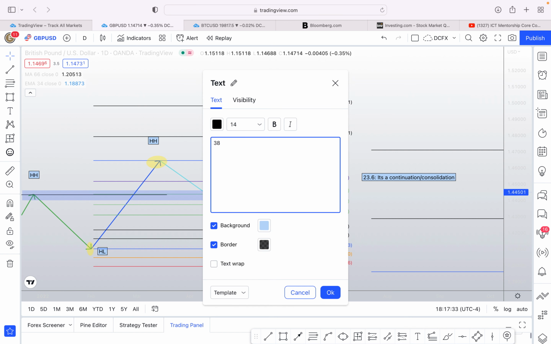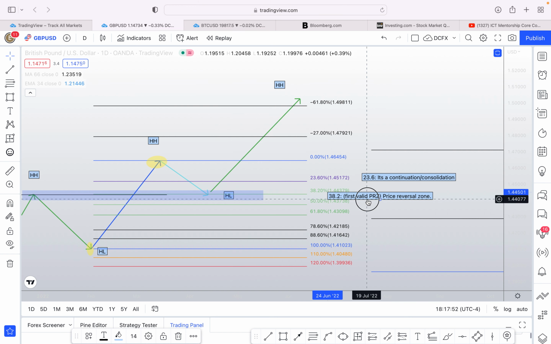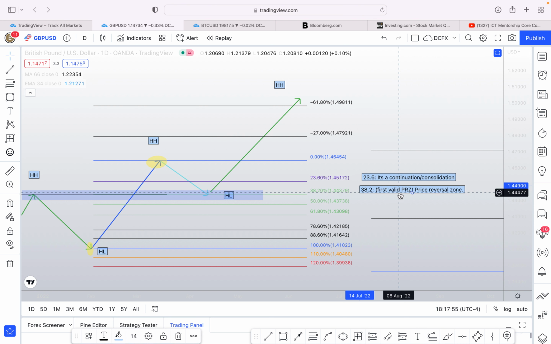Now 38.2 is going to be your first valid PRZ, which means price reversal zone. When I say the first valid PRZ, it's because 23.6 is not a valid PRZ. As you trade more, you'll see what I'm talking about, and I'll probably hint at it in a little bit.